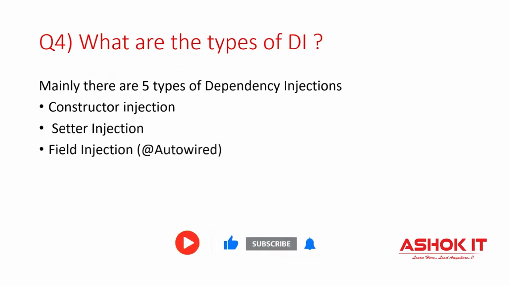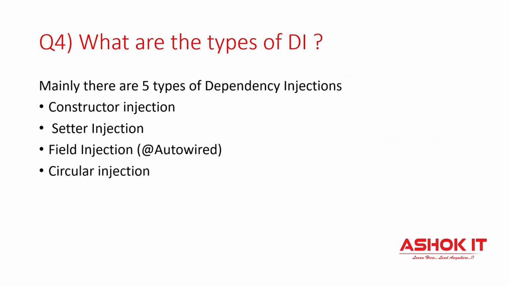Field injection. It's a new type of injection. We generally use @Autowired. Circular injection. Though it is mentioned as a type, it should be implemented using the setter concept only internally. That's why some people may not consider it a type of injection, but actually it is. So A is depending on B object and B is depending on A object in a circular manner.